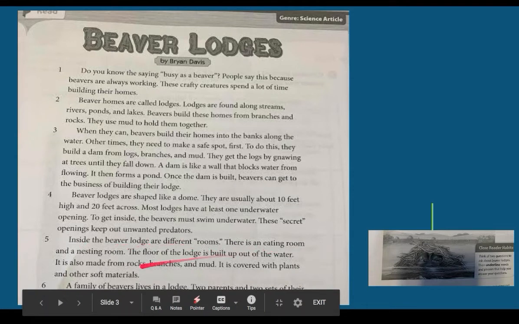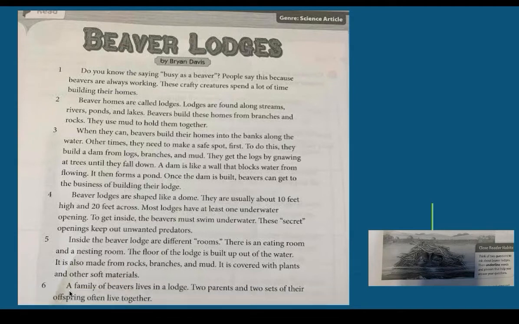Inside the beaver lodge are different rooms. There is an eating room and a nesting room. The floor of the lodge is built up out of the water. It is also made from rocks, branches, and mud. It is covered with plants and other soft materials. A family of beavers lives in a lodge. Two parents and two sets of their offspring often live together.